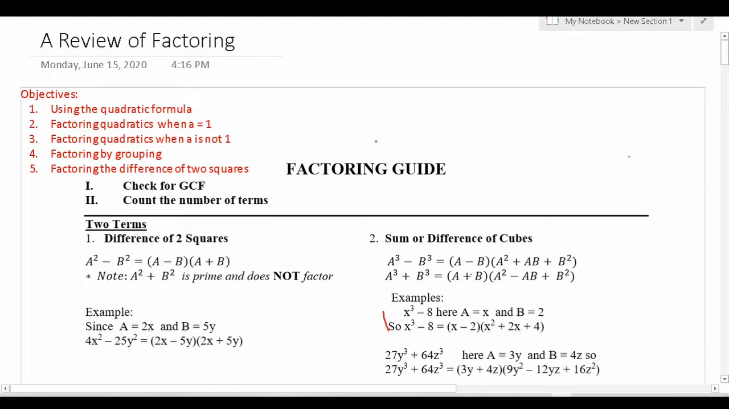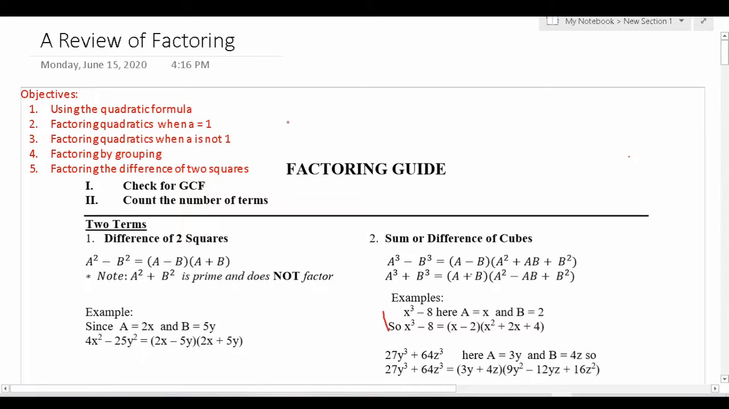In today's video, I'm going to start giving you an overview of all the factoring techniques with which you should be familiar in order to be successful in the Armed Services Vocational Aptitude Battery. More specifically, I'm going to discuss the quadratic formula in today's video.